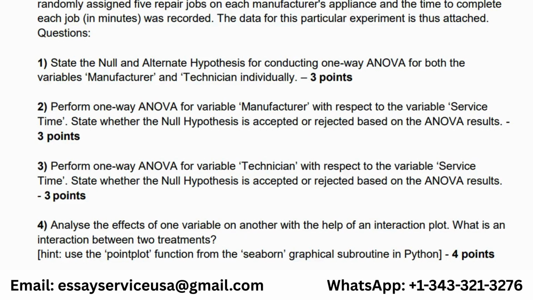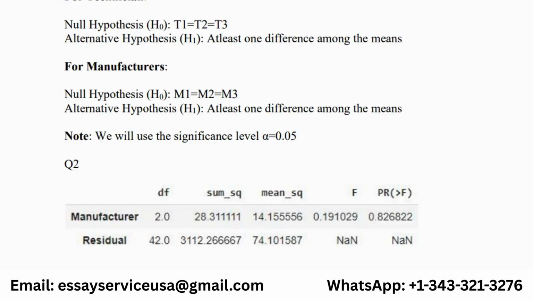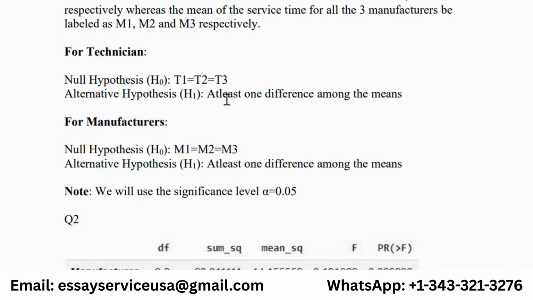So before running ANOVA, we set clear hypotheses. As you can see in this portion, I have shown the null hypothesis was all group means are equal, and the alternative hypothesis was at least one group mean is different. We state these separately for technician and manufacturer.